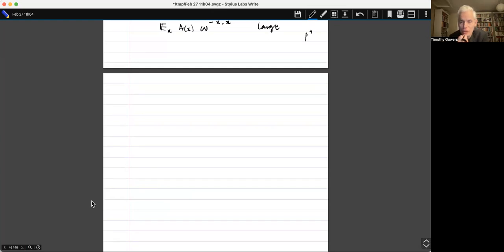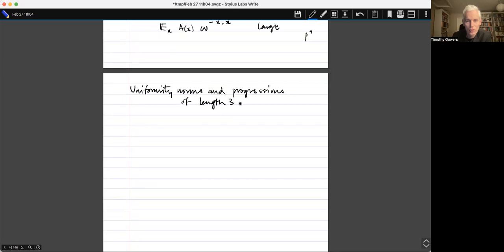And in order to do that, I have to introduce a whole new story, and that is some objects called uniformity norms. I'm going to introduce these gradually. I could define them just straight off, but instead I'm going to talk first of all about uniformity norms just in the context of what we already know about progressions of length 3.